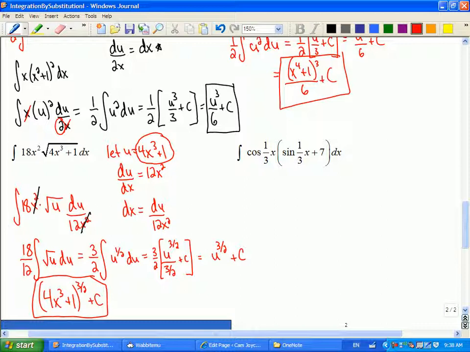Has anyone had a chance to try the last trig one here? Okay, maybe I'll give you another minute to work on your own here.